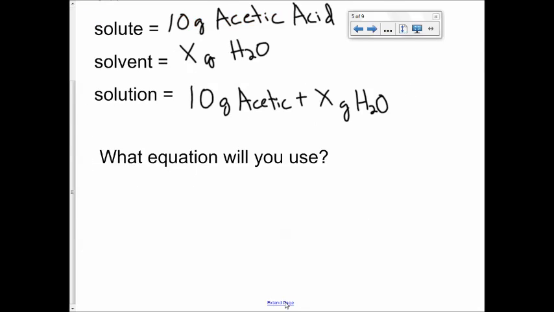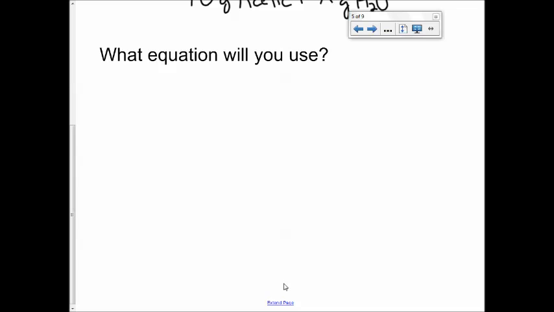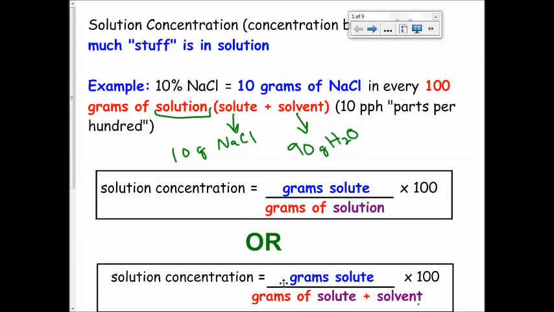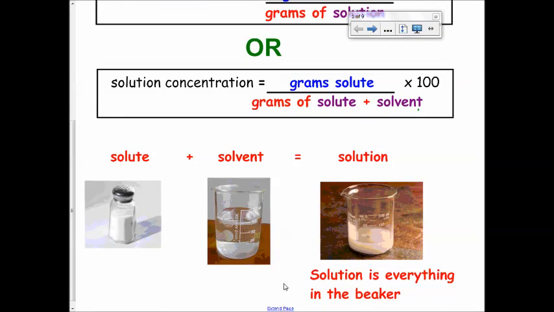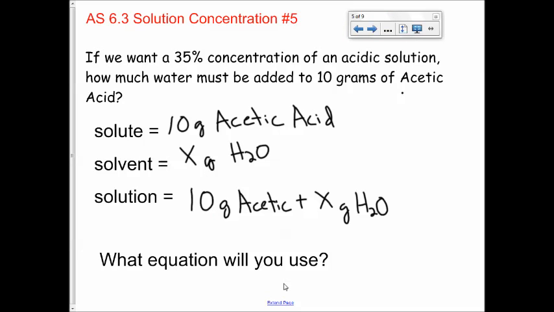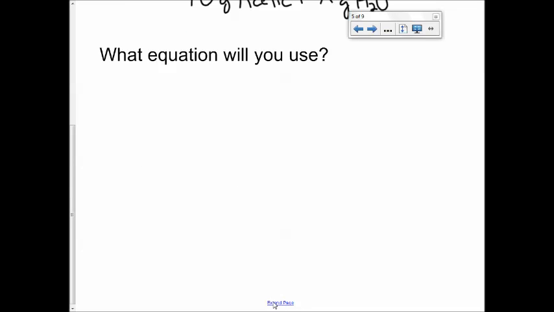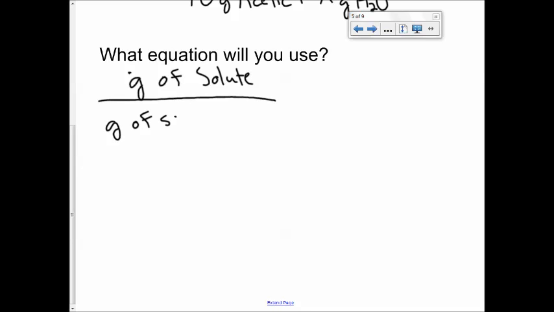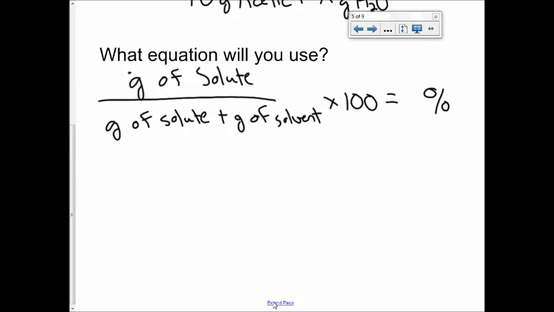So what equation are we going to use? Well, you kind of have 2 different options that are really the same thing. If we jump back a few slides, we have this equation. Solution concentration, which is some sort of percent, is equal to grams of solute divided by grams of solute plus solvent times 100. So we go through this. What equation will we use? We are going to use our grams of solute divided by grams of solute plus grams of solvent times 100 is equal to some sort of percent. What are we solving for in this case?